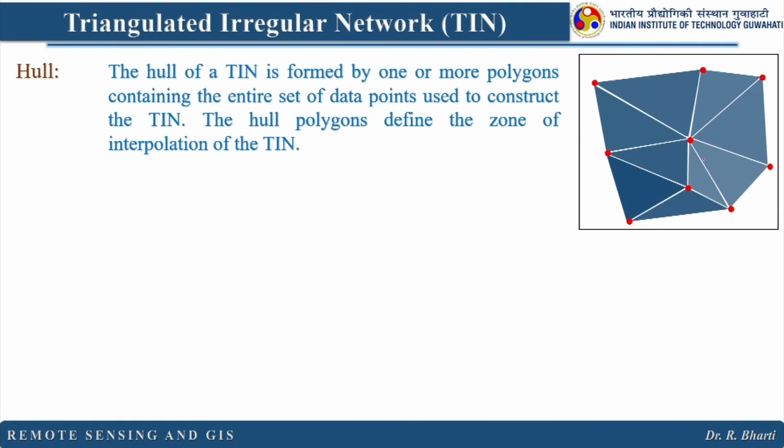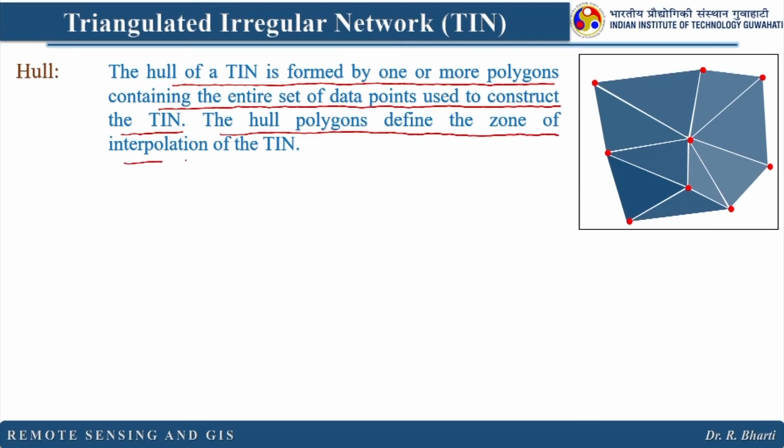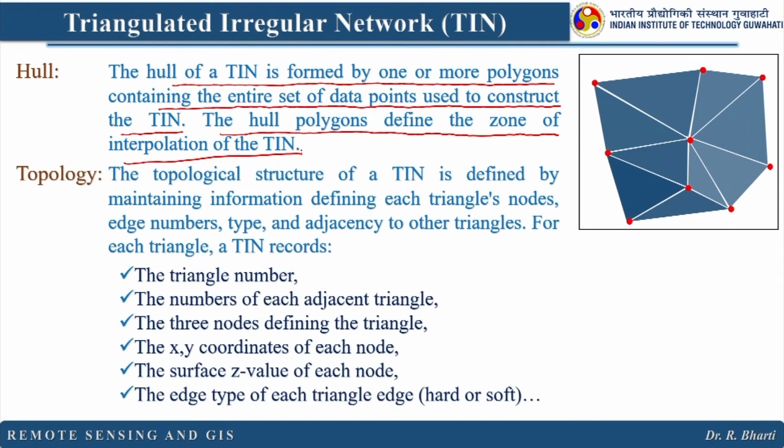The next is hull. The hull of a TIN is formed by one or more polygons containing the entire set of data points used to construct the TIN. The hull polygon defines the zone of interpolation of the TIN. So, the next point is topology.